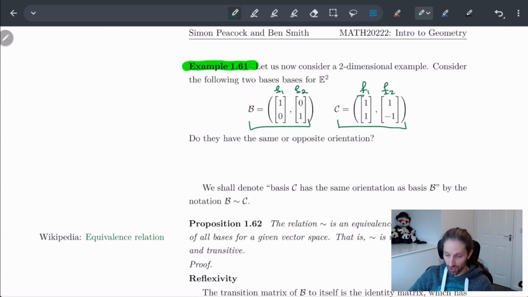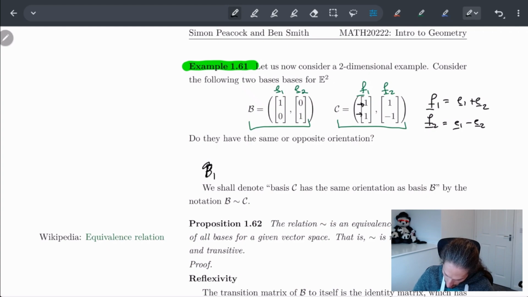Here we need to figure out the transition matrix. So what is the transition matrix? Well, what do we have? We have that F1 is equal to E1 plus E2. You can see this is E1, this is E2, because we have the canonical basis here. And then F2 is E1 minus E2. So for our transition matrix, remember we're doing columns, BC is equal to 1, 1, 1, minus 1.